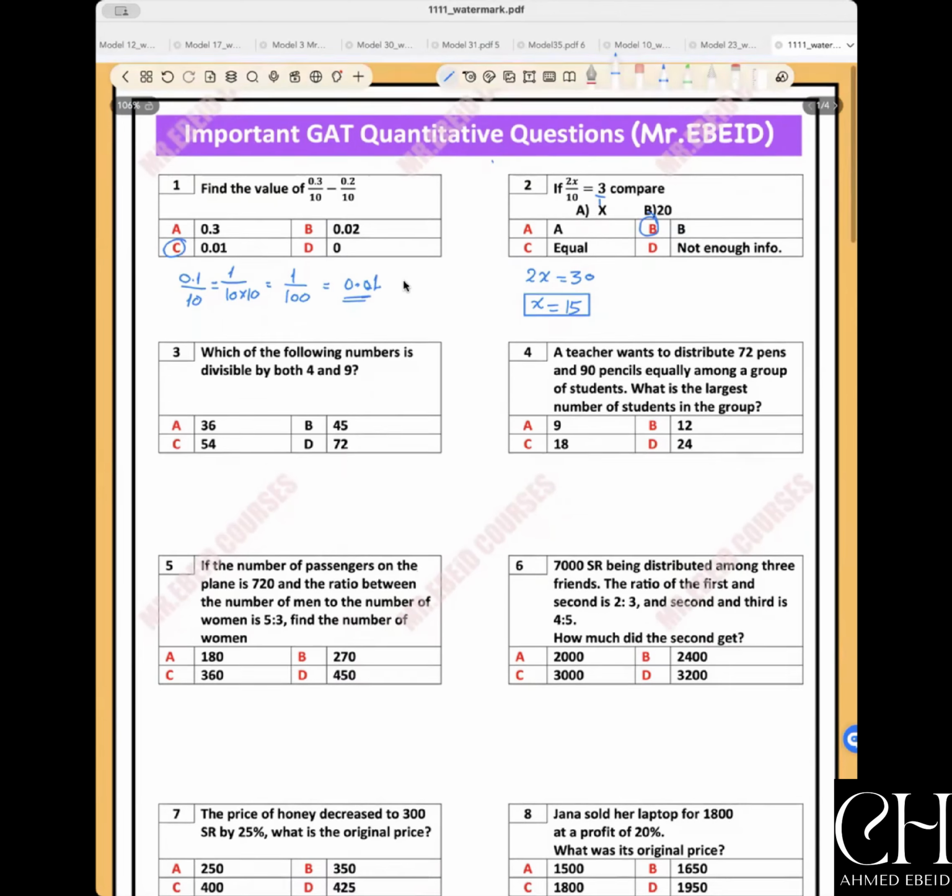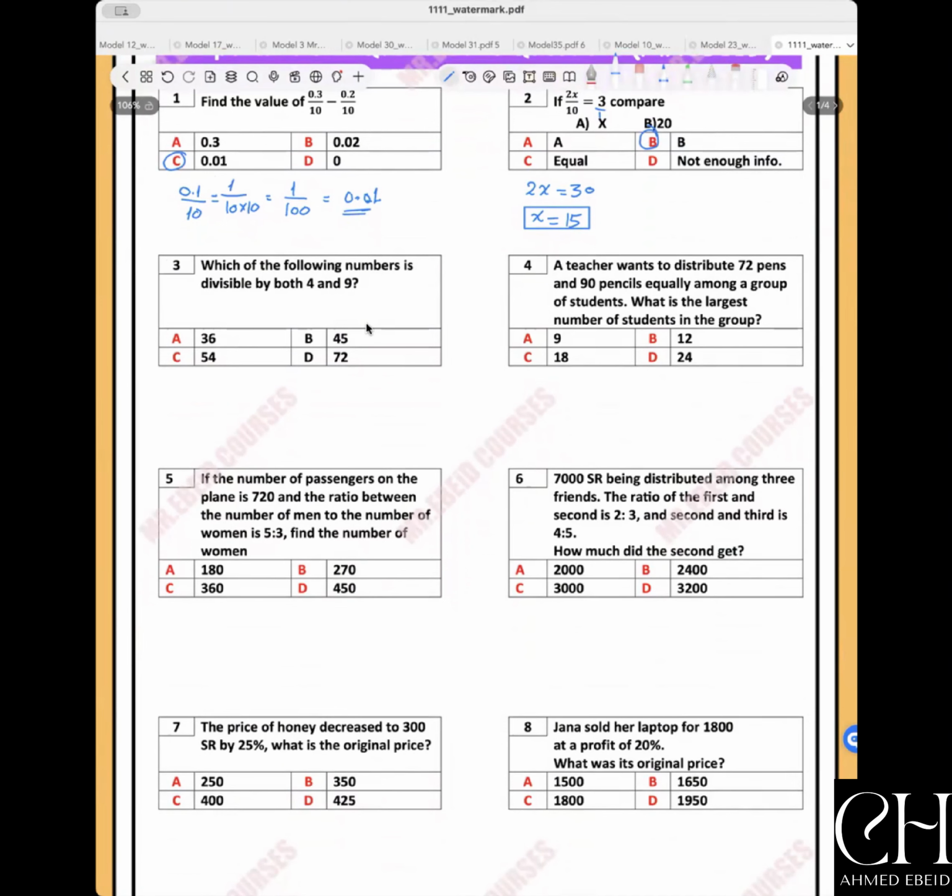Let's move to 3. Which of the following numbers is divisible by both 4 and 9? So we'll pick one from the choices and check, is it possible to divide the number by 4 and 9 or not? For example, if you have 36, you know that 4 times 9 equals 36. So 36 is divisible by 9 and also divisible by 4. So the answer is A.